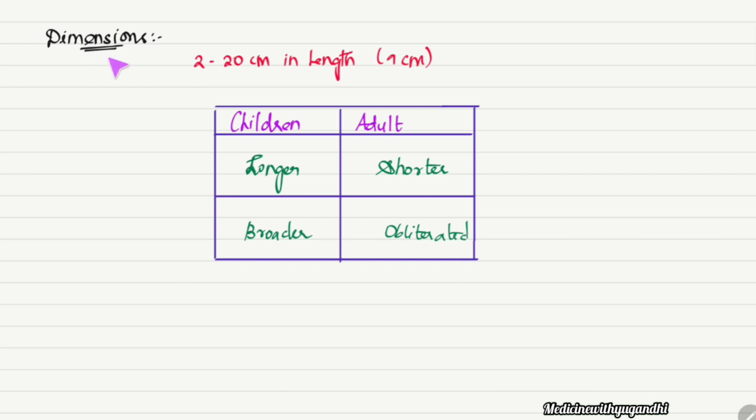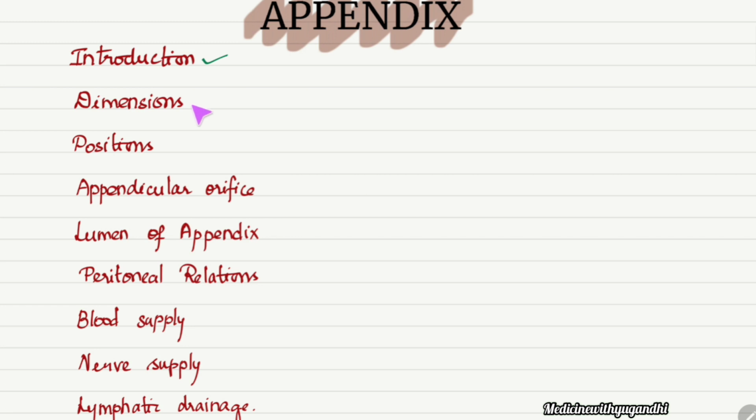Once again I am repeating the dimensions of the appendix. It may vary from 2 to 20 cm in length and on average it is about 9 centimeters in length. In children it is longer and in adults it is shorter, and in children it is broader, and in adults, particularly after post midlife, it may get completely obliterated. Now we have completed the dimensions of the appendix.